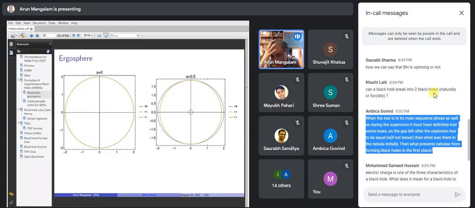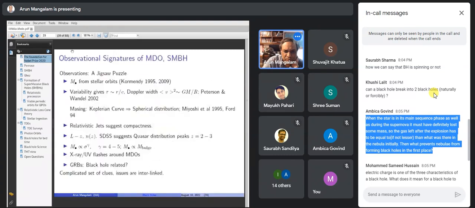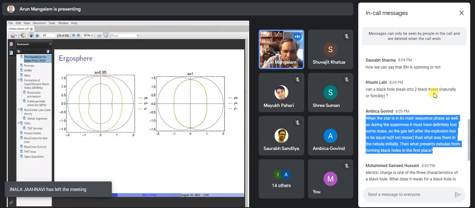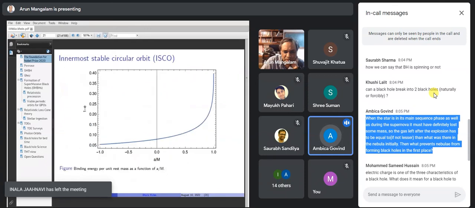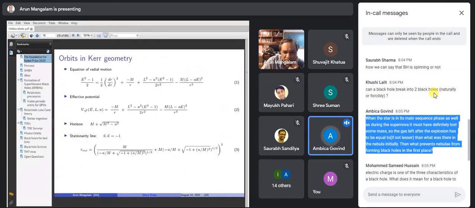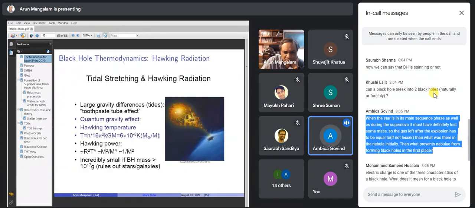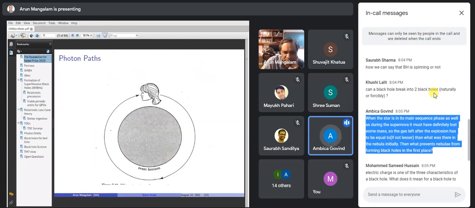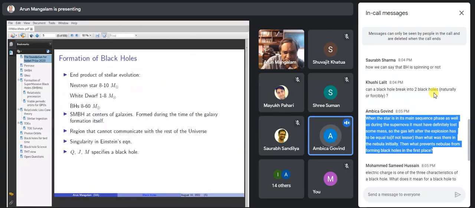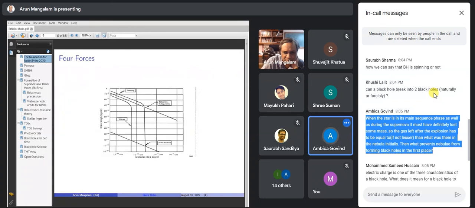If the mass is higher than a certain limit, I think I've explained this in one of my first few slides. Sir, what I'm trying to say is that the mass of gas which was present in the nebula initially has to be greater than, if not equal to, the mass that is left after the supernova explosion. Is that correct?